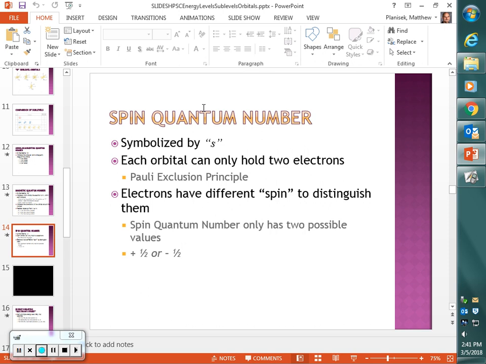We distinguish those two electrons from each other by giving them different spin quantum numbers. Because there are only 2 electrons maximum in each orbital, we only need 2 possible values for the spin number. So we use +1/2 or -1/2.